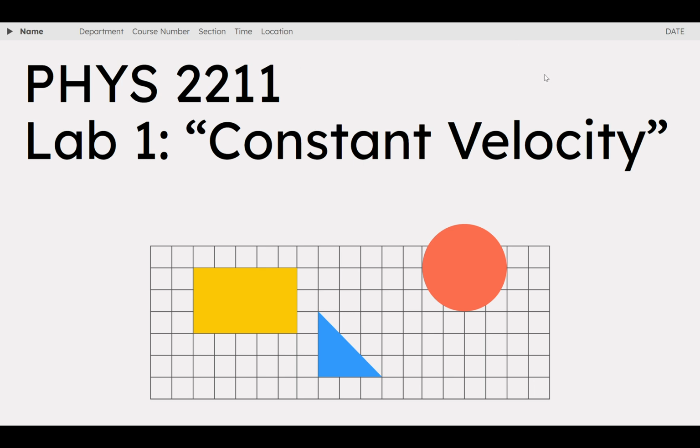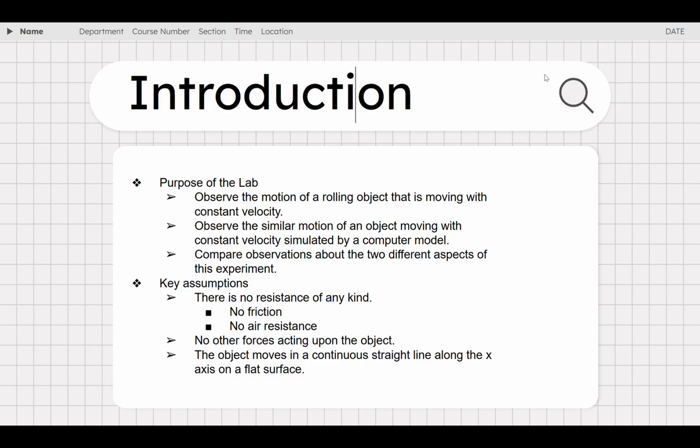Alright, welcome to Physics 1, Lab 1, Constant Velocity. So, the purpose of this lab will be to observe the motion of a rolling object that is moving with constant velocity, and we're going to observe similar motion of an object moving with constant velocity simulated by a computer model. We're also going to compare observations about the two different aspects of this experiment, so compare the two models together.